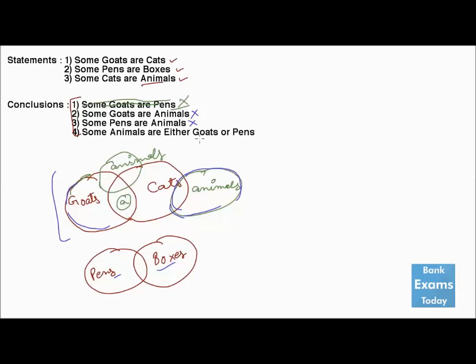Some animals are either goats or pens. So here are the diagrams for the animals. So animals can be this circle or this circle or this circle. So we can't conclude the fourth conclusion as well. So none of the conclusions follows.